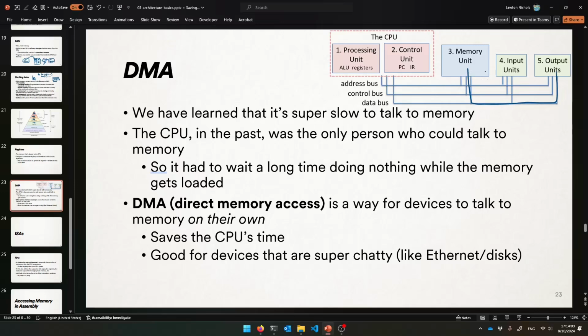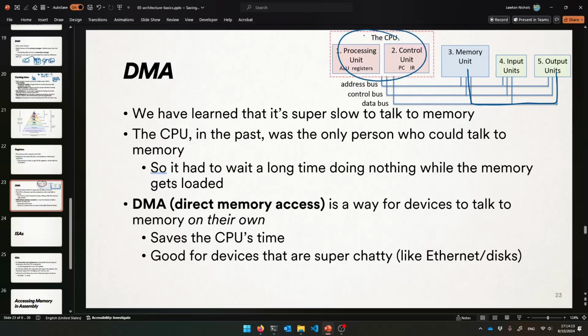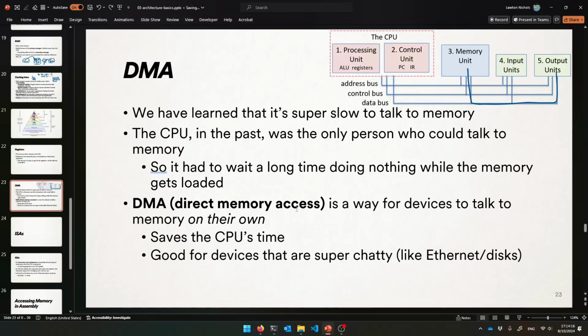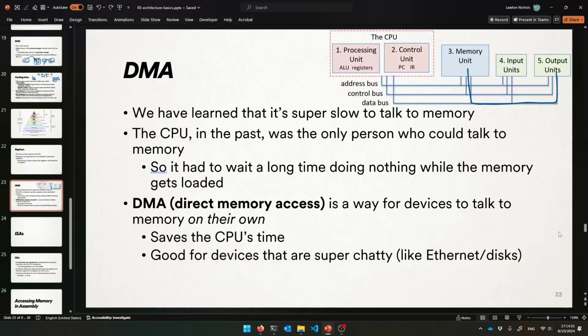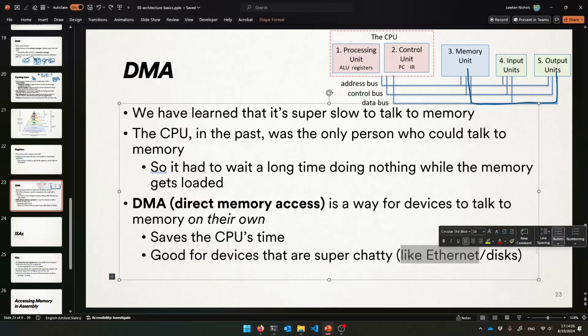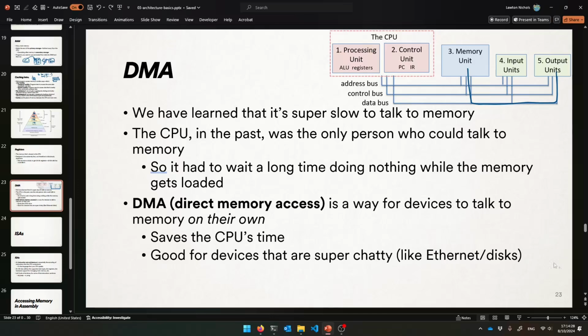All right, they can talk to each other. Devices can talk to memory on their own and send data, which is really cool, and that saves the CPU time. It can be doing other things while that stuff is getting loaded into the main memory. Isn't that really cool? And so that's great for devices that are always spitting out information, like probably your hard disk, definitely your Ethernet card, for example, your internet, all that stuff. It's very nice that it can just go straight to memory when it needs to and not have to get the CPU involved. The CPU can do math on other things while it's waiting.